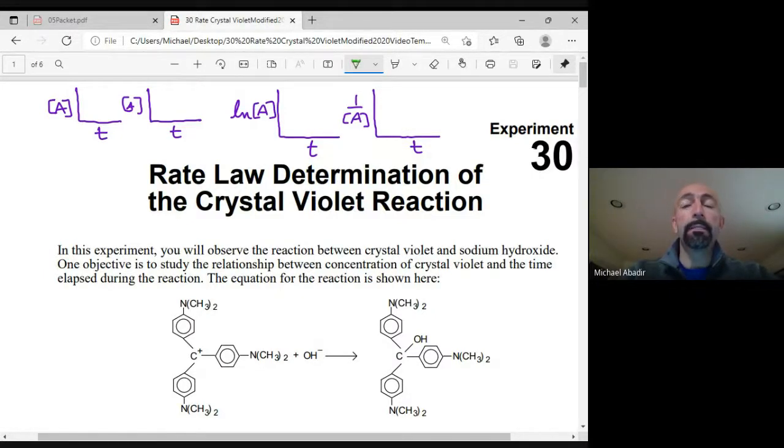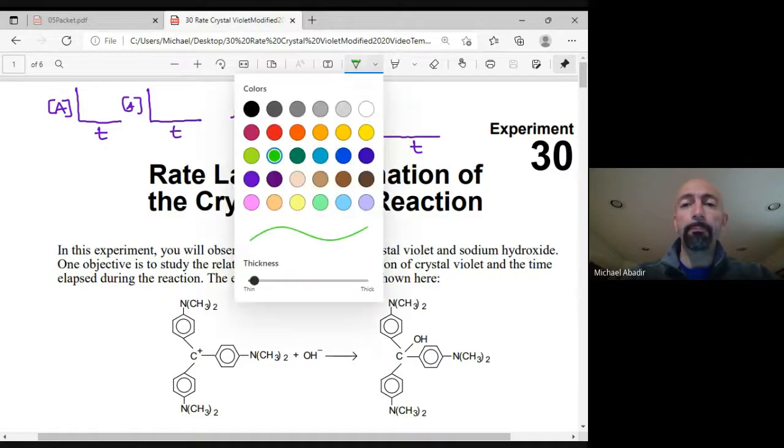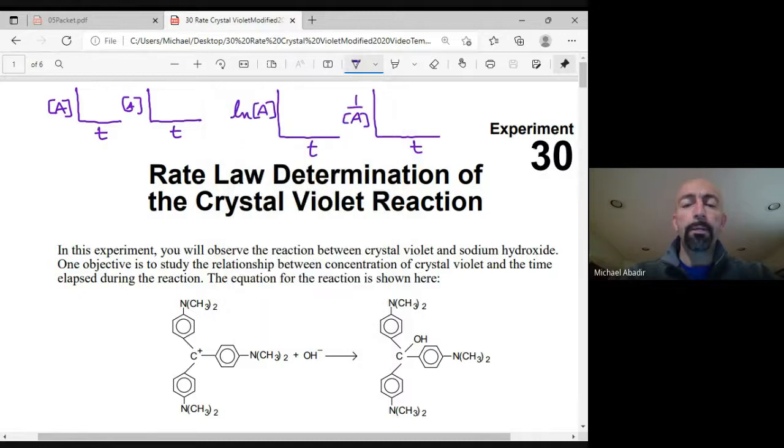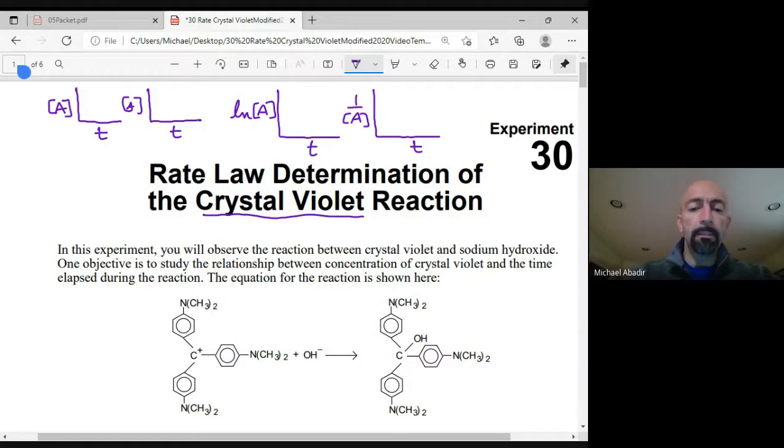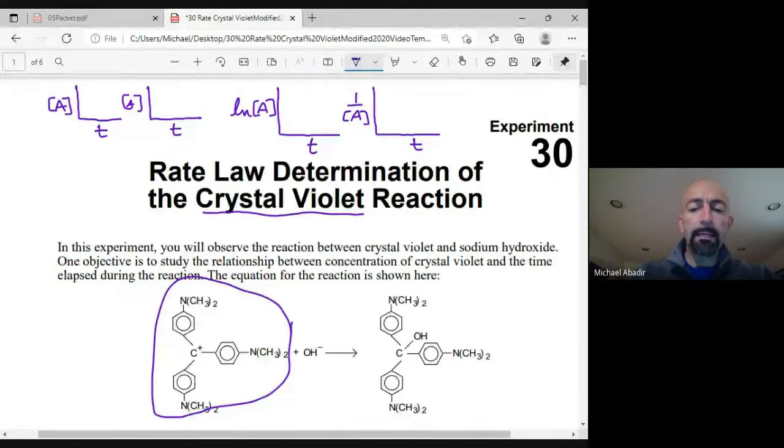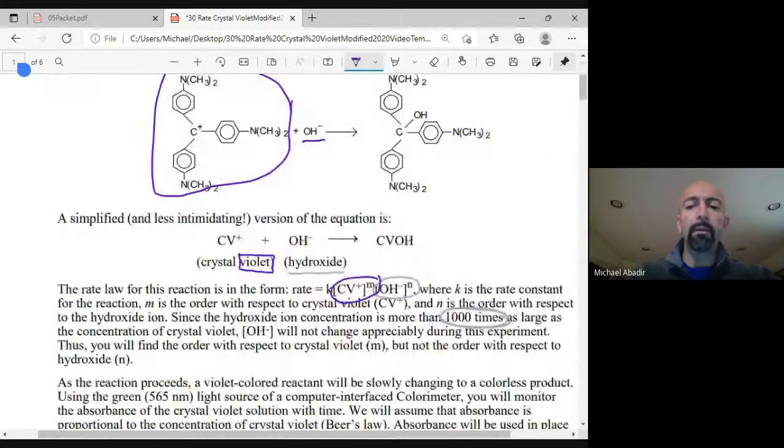Today we're going to be discussing how to find the rate law for a crystal violet reaction. This is lab number 30. So we're first going to talk about crystal violet. Crystal violet is violet. It is represented by this molecule, which is fairly complicated. And it's going to react with sodium hydroxide. We're going to try to find the rate law for this.